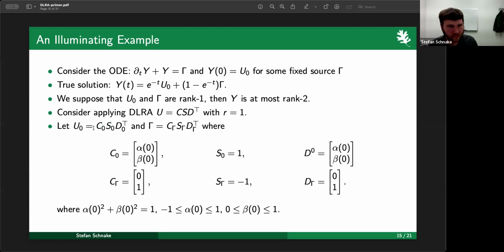So we're gonna let u be given by decompositions C0, S0, and D0, and gamma is given by C gamma, S gamma, and D gamma, where C is going to be some fixed alpha and beta at the beginning. We're going to make D the same thing for the initial conditions, and S is going to be 1. The equilibrium is going to have essentially alpha is 0 and beta is 1 for the basis functions, and we're actually going to make the coefficient -1.